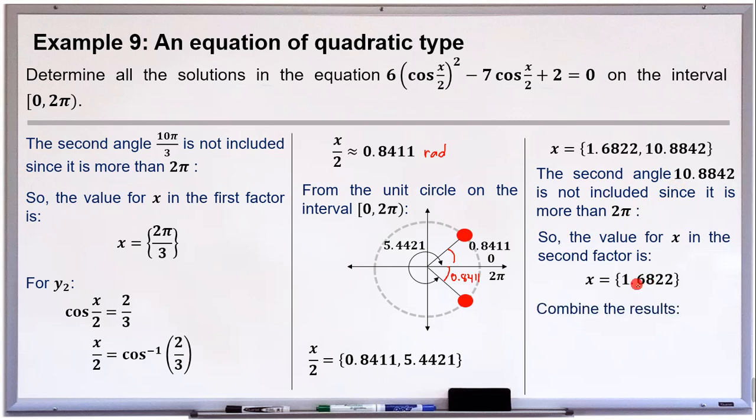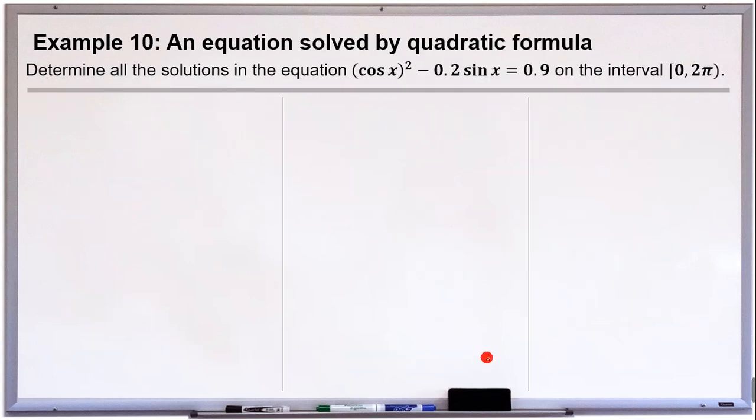Now combine the results. The possible values for our x in this equation are 1.6822 in radians and 2 pi over 3 in radians. This is our final answer for this example. Next, we will proceed to our last example.